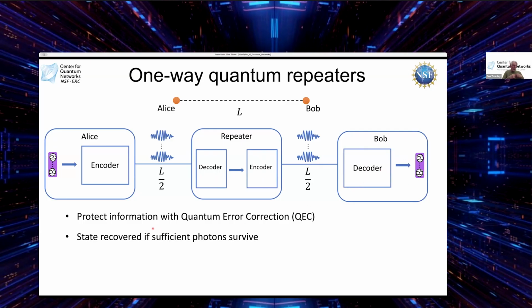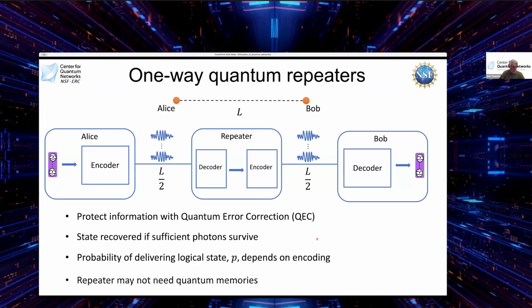And so you start off with the single qubit. It gets encoded into lots of photon qubits, and the state is recovered if a sufficient number of the photons survive. And the probability P that we're able to deliver this logical state will depend on the kind of code that we use. And one thing we'll talk about is that you can do this error correction without requiring any quantum memories at this intermediate node.